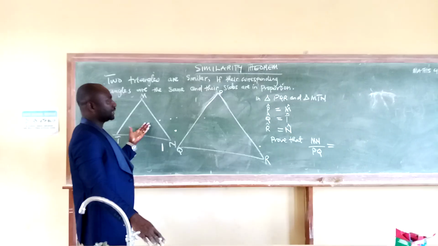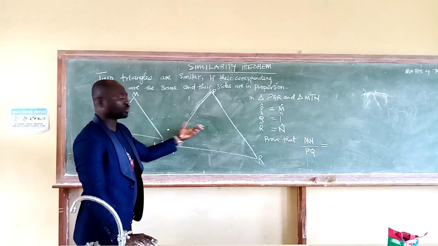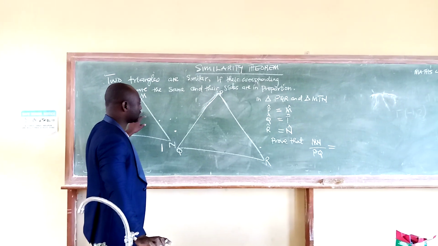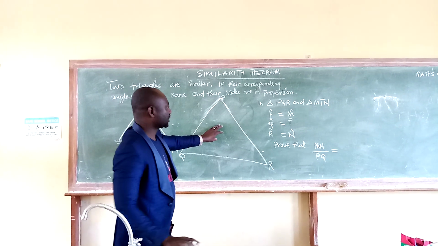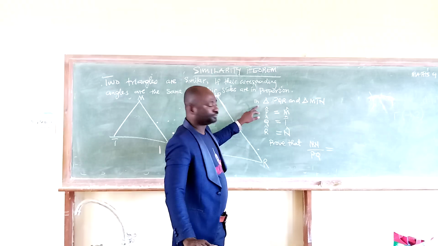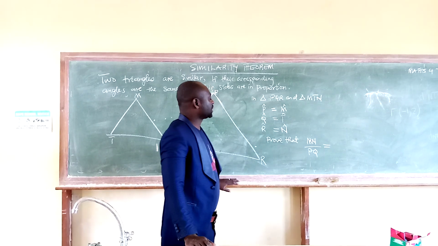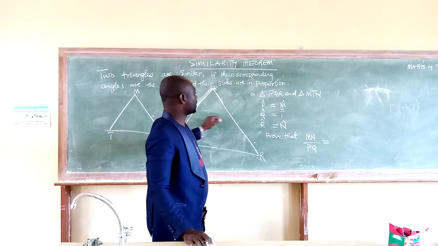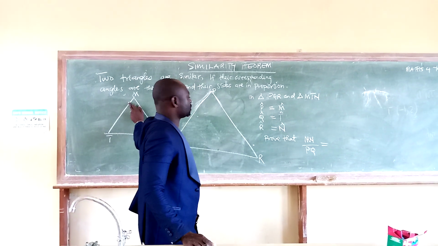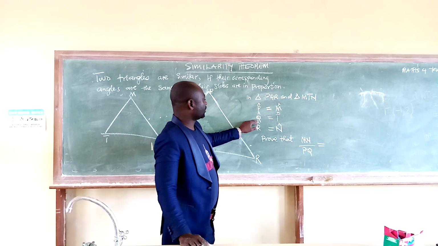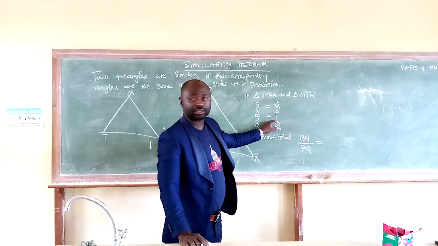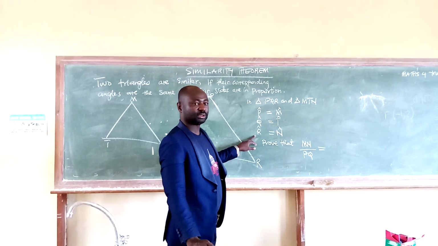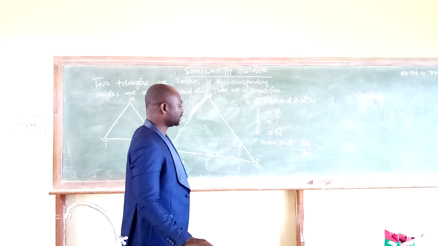So the examiner will give you two separate triangles. One will be smaller, one will be bigger. You are supposed to prove the smaller triangle to be similar to the bigger triangle. They will tell you in triangle PQR and triangle MTN, angle P from PQR is equal to angle M in the smaller triangle. Angle Q from the bigger triangle is equal to angle T in the smaller triangle. And angle R in the bigger triangle is equal to angle N in the smaller triangle.